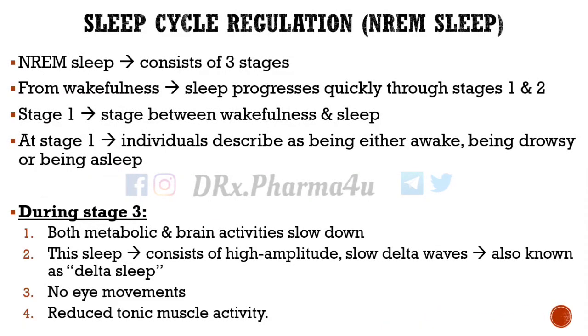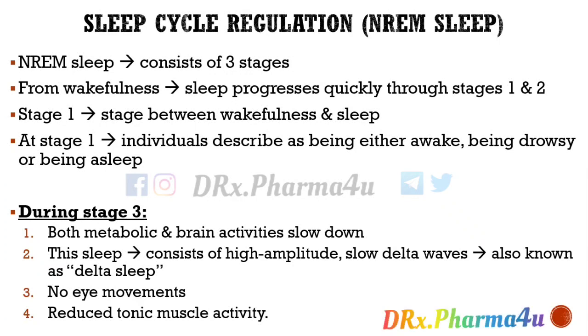Now let's come to the sleep cycle regulation in NREM sleep. NREM sleep again consists of 3 stages. From wakefulness, the sleep progresses quickly through stages 1 and 2. When you are wakeful and suddenly go into sleep mode, stages 1 and 2 pass by very fast. Stage 1 is actually the stage between wakefulness and sleep, and at stage 1, individuals describe being either awake, drowsy, or asleep. So that is a transition phase between being awake and falling asleep. Stage 2 is not very significant, as I said, it passes by very fast.